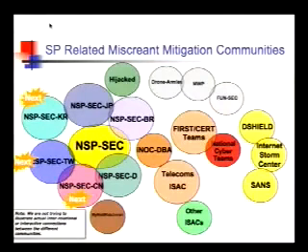We have the NSP SEC Discuss list, which is not for operational matters, but a lot of folks who are involved in operational matters, as well as security researchers and vendors and other folks are present on that list to talk about various aspects of operational security. And we're working right now on establishing NSP SEC for Korea, NSP SEC for Taiwan, and NSP SEC for China.